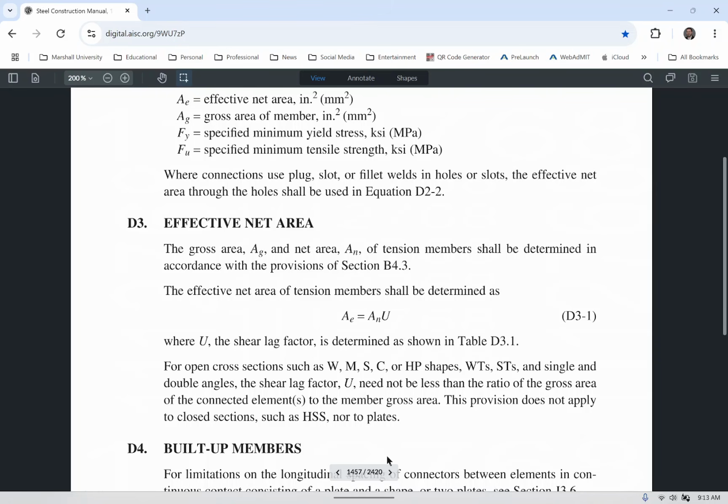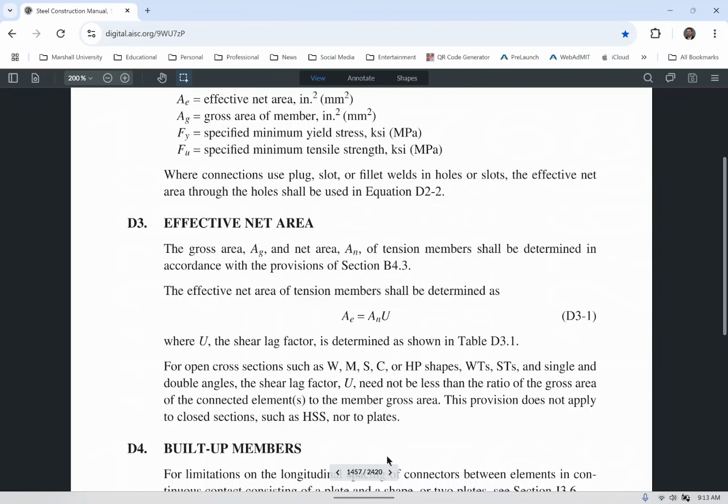So this would be how we would compute our gross section yielding limit state. For our net section fracture limit state, we would say 0.75 times Fu. And then what I tend to do is say, well, instead of an effective net area, just the net area times this term U.